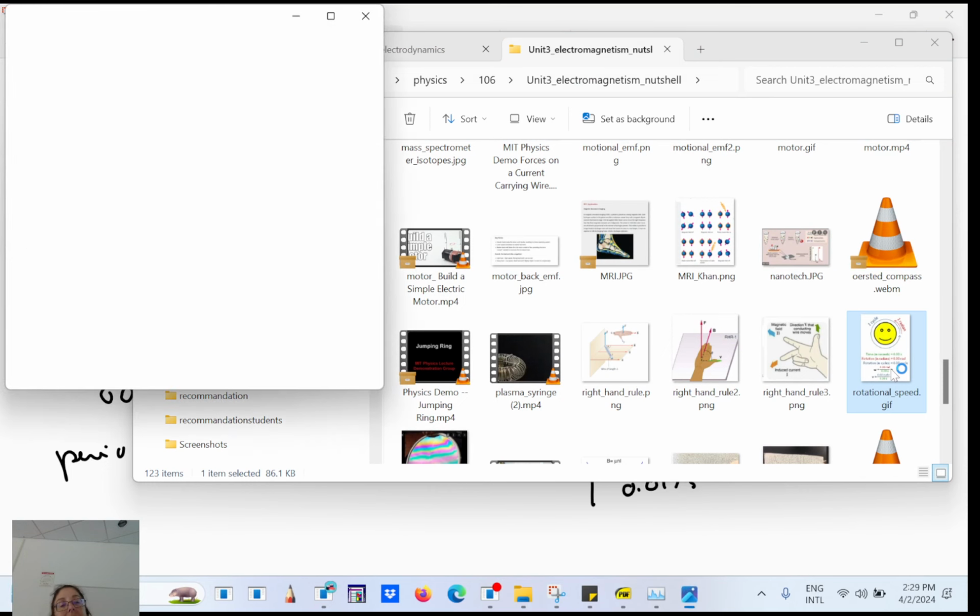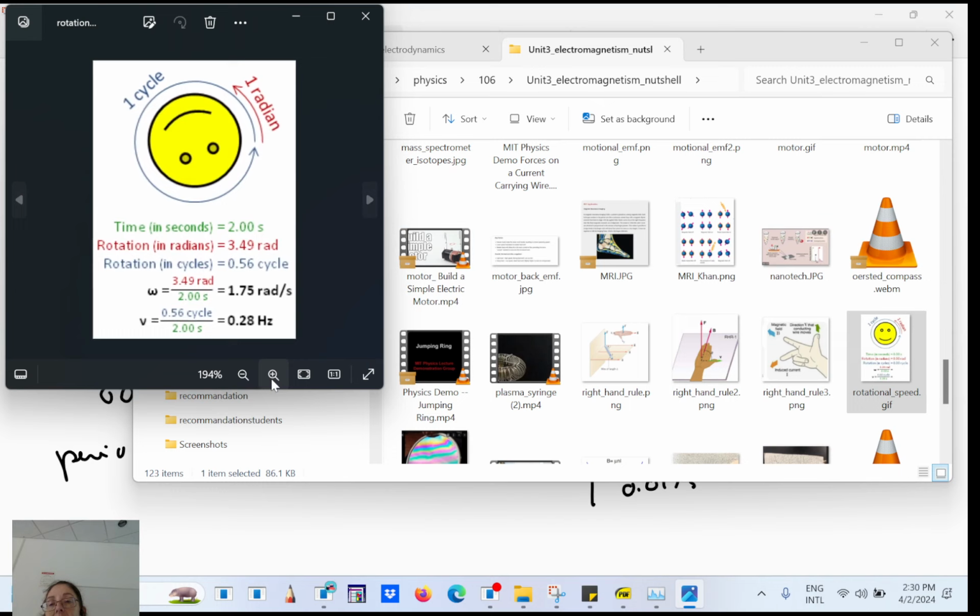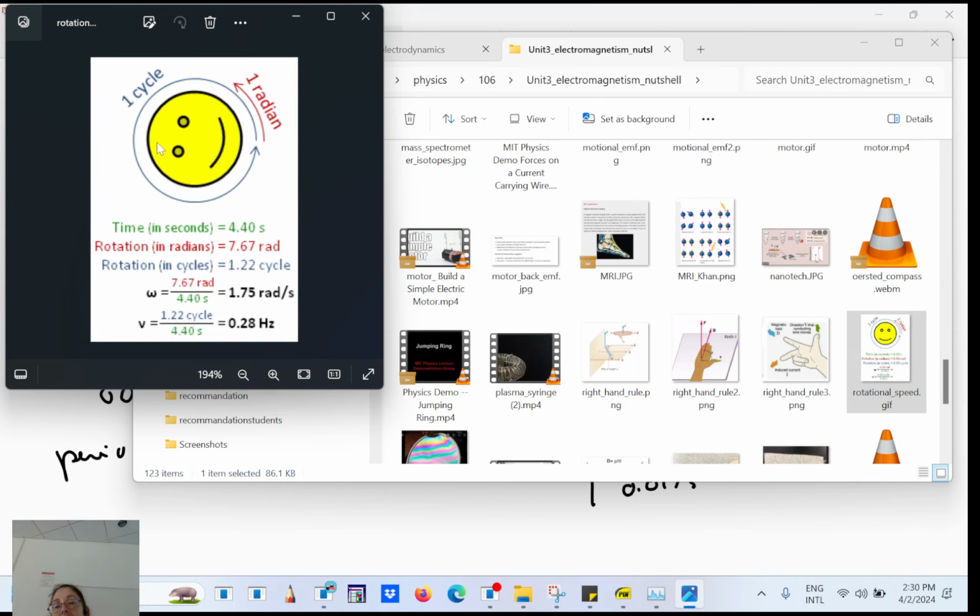I try to make everything in a nutshell. So you see here it's rotating, and you can find how long it takes to go one revolution. It takes about 3.6 seconds to go around. Can you find omega in that case? The time for one revolution is 3.6 seconds for one cycle.